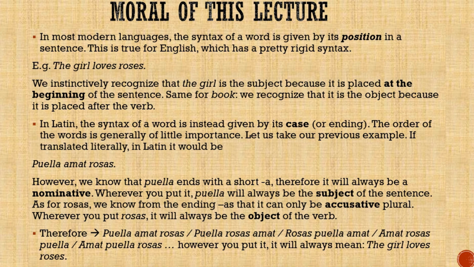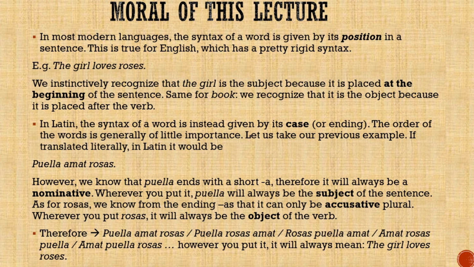So this is the syntax of modern languages. For ancient languages, this is different, because in Latin the order of words mostly doesn't matter. In Latin, the syntax of a word is given instead by cases, as we said before. The order of the words is generally of little importance. Let us take our previous example. If translated literally, in Latin it would be puella amat rosas. However, we know that puella, and we can clearly see it, ends with a short a. So the short a is the ending for the nominative case.